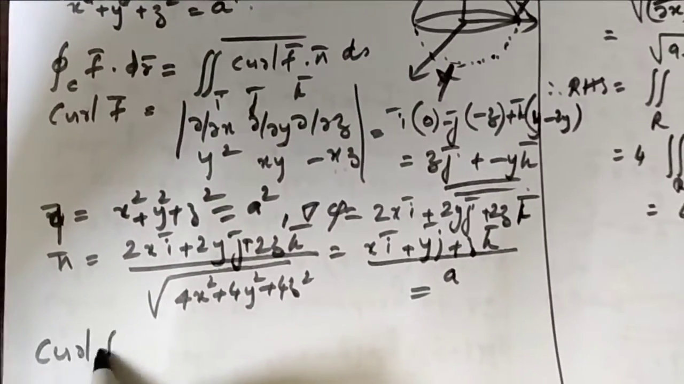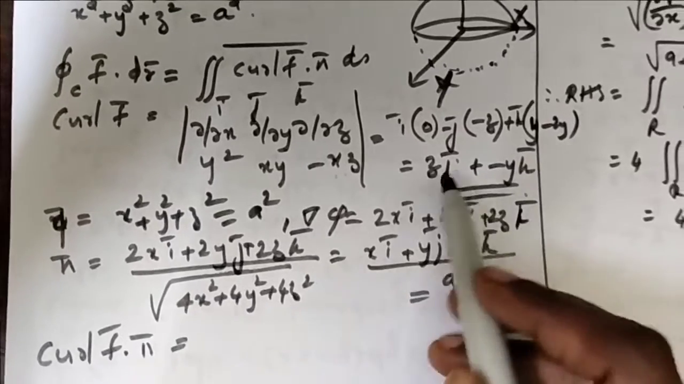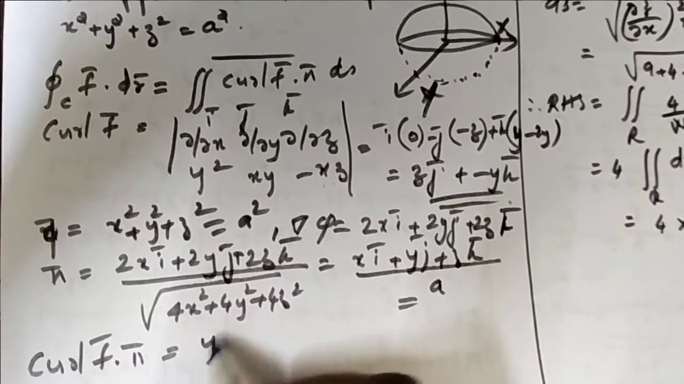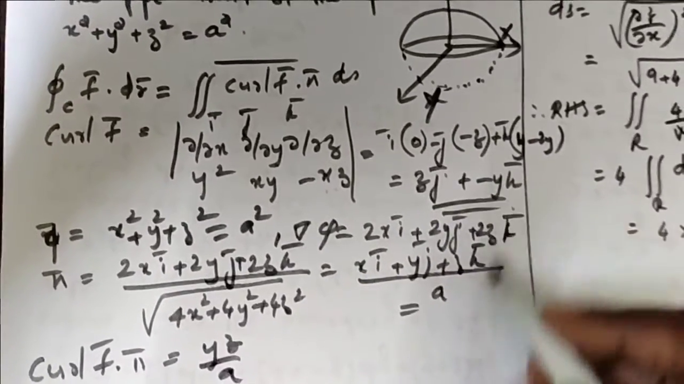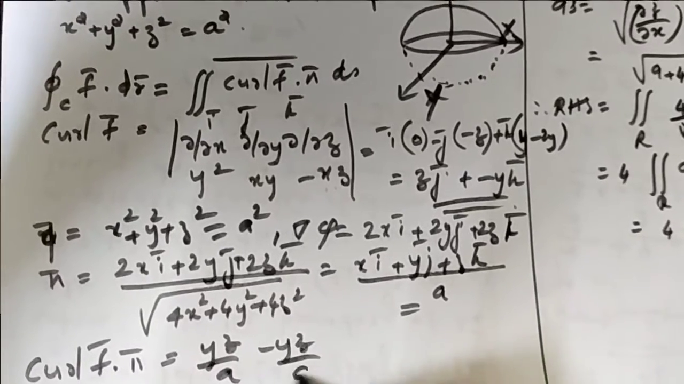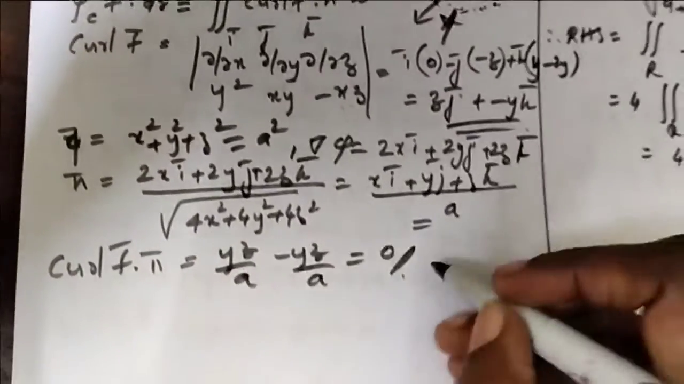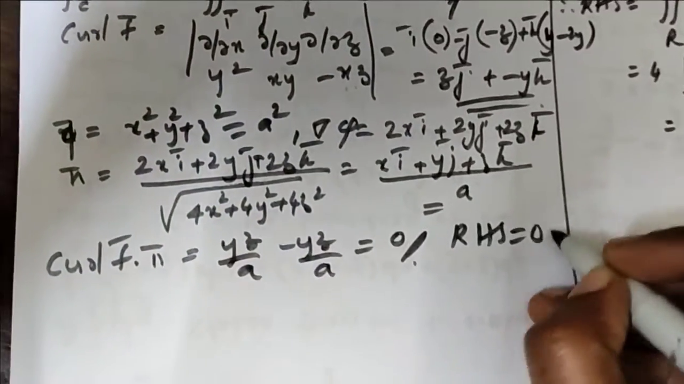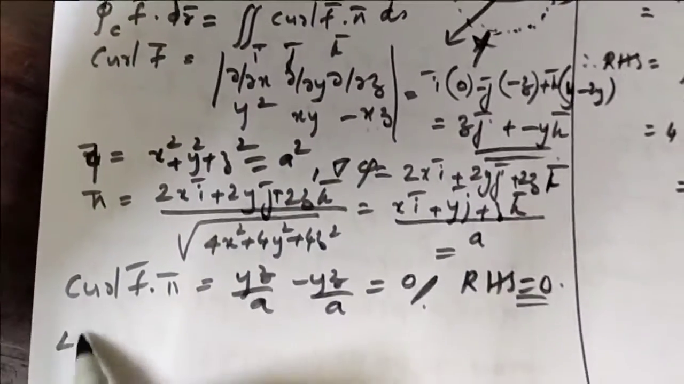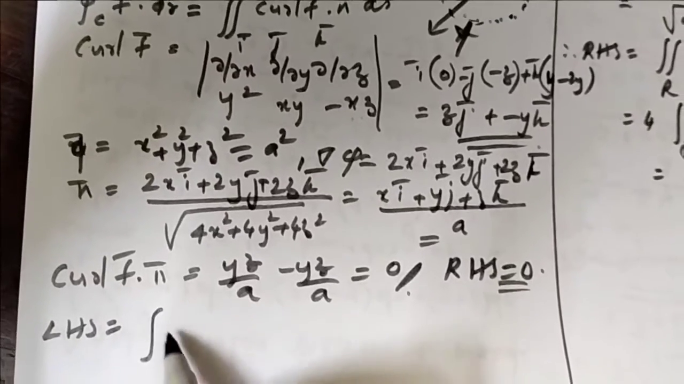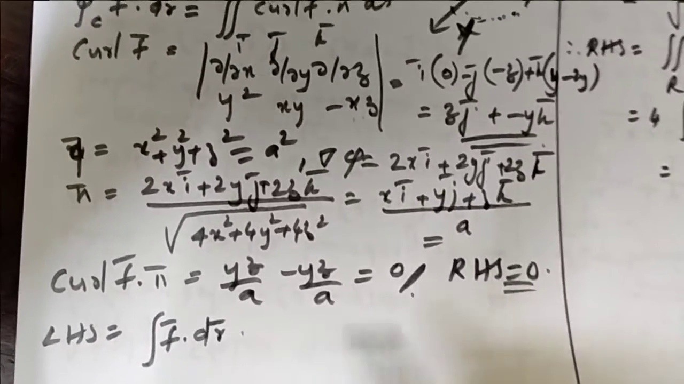And what is curl F dot n? zj gives yz by a, minus yk gives minus yz by a. So it is 0. So curl F dot n is 0. So the right hand side is also 0. Next, the question is to verify Stokes theorem, so we need to find the left hand side also. Left hand side is integral over C F dot dr.